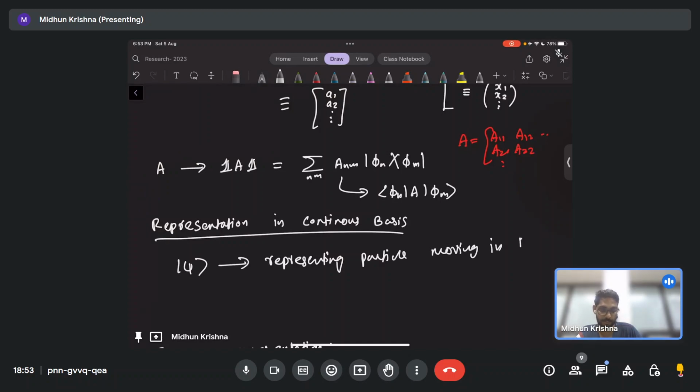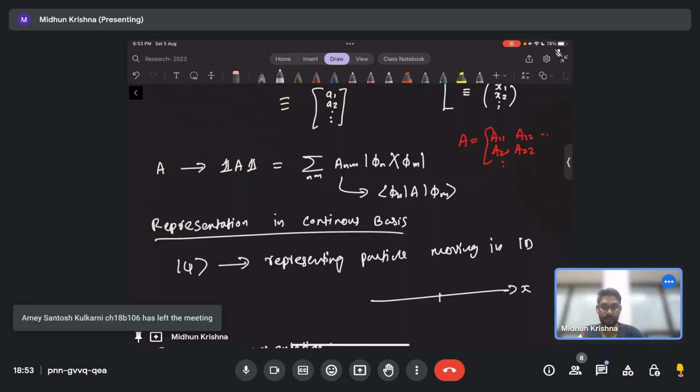It's like there's one coordinate. It's restricted to move on a line, let's say. Now I can ask this question: what is the position of this particle? So this is my axis, my direction. So I can ask what is the position of this particle?